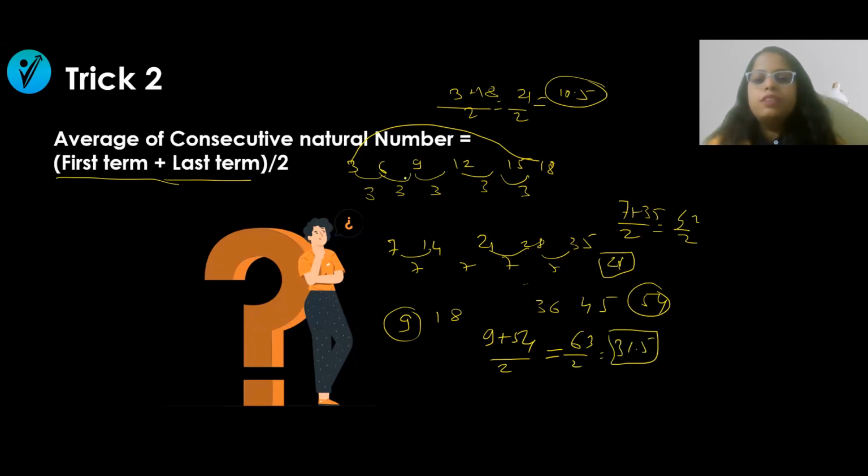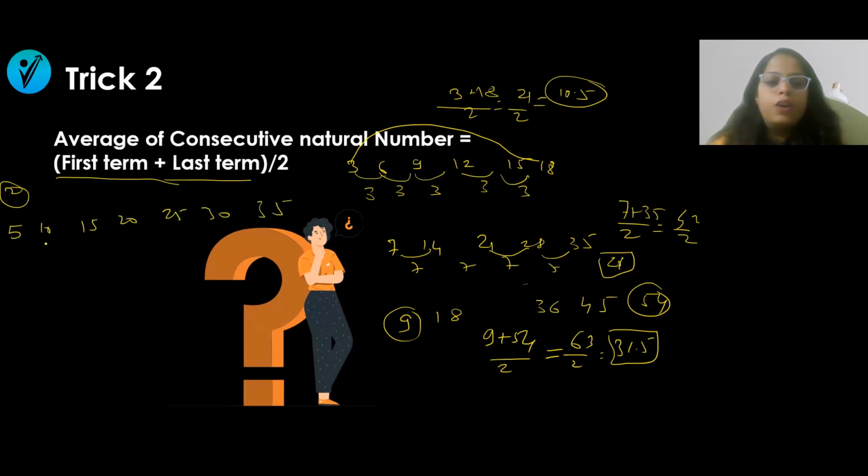So simply we just have to take the first number plus the last number, divided by 2. For this trick, you have one homework, and you have to answer it in the comment section. Question number 2 is here. You have to find the average of 5, 10, 15, 20, 25, 30, 35. Answer in the comment section.